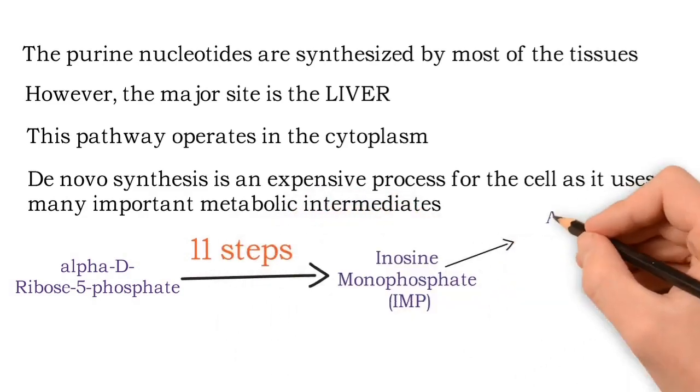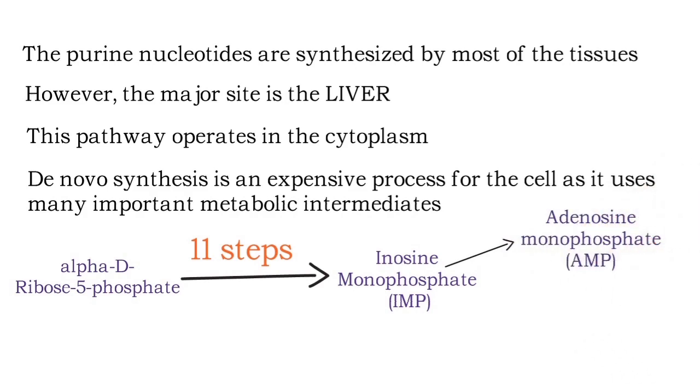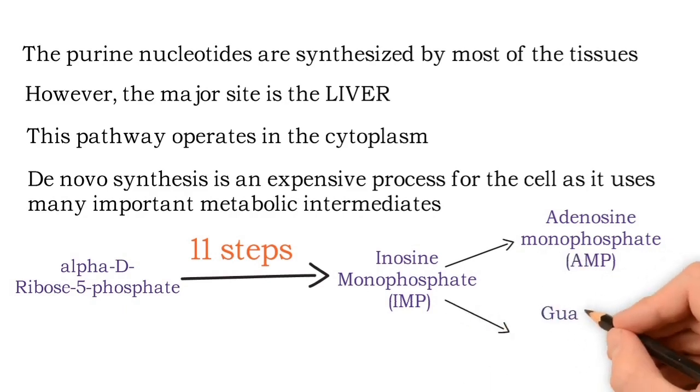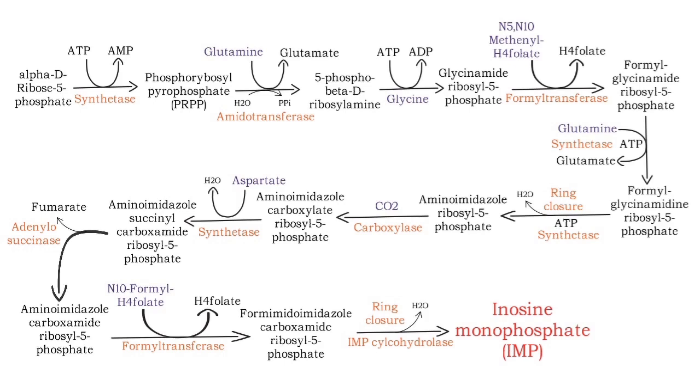Then this inosine monophosphate will be converted into either adenosine monophosphate, that is AMP, or guanosine monophosphate, that is GMP. I will give you the mnemonic to remember these 11 steps. So these are the 11 steps from alpha D ribose 5-phosphate to inosine monophosphate. Before we proceed to the mnemonic, I recommend that you please go through this pathway twice or thrice and get familiar with the names of intermediate products.